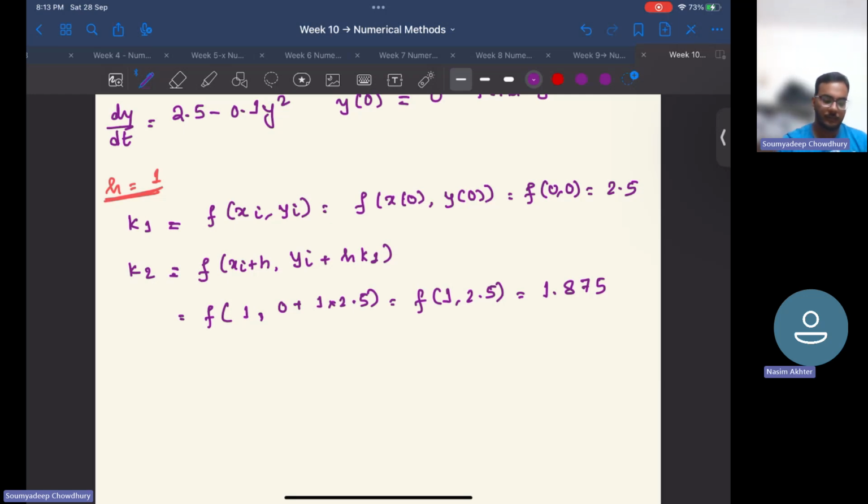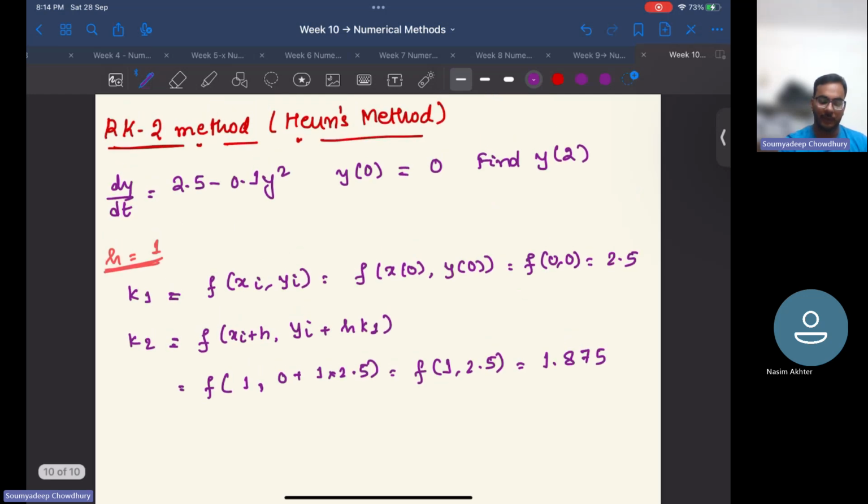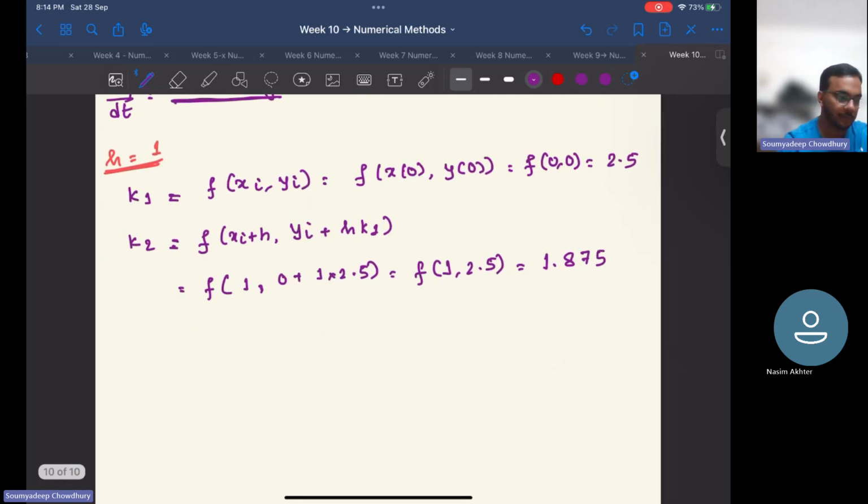Can you repeat that K2 variable? Yes. K1 is basically f of xi, yi, and K2 is f of xi plus h, yi plus h k1. So xi is x0, which is 0, so 0 plus h is 1, and yi is y of 0, that is 0 again. So 0 plus h is 1, and k1 is 2.5 from the last step. So f of 1 comma 2.5, where f is this slope function. Here t is not important, x is not important. So f of 2.5 gives me 1.875. Clear?